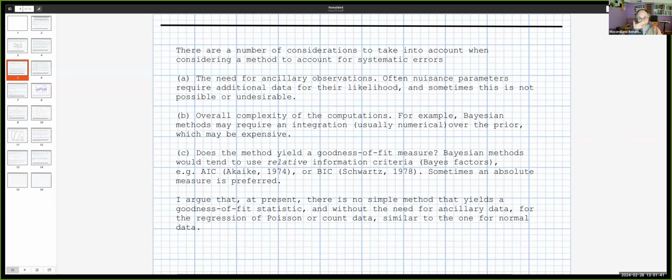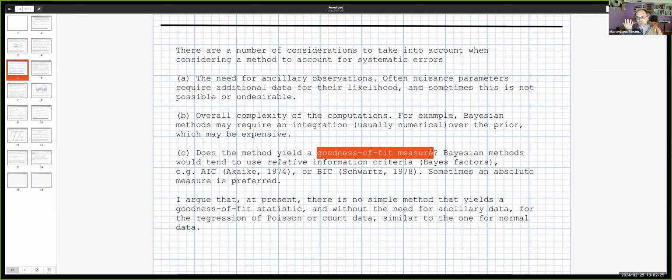And also sometimes if you want to use Bayesian methods, you have to do a numerical integration over the prior distribution. And generally, I think that we want to keep a goodness of fit measure, of the type that Yang has been talking about. But if you use Bayesian methods, often you end up having a relative goodness of fit between two models, whereas often it's convenient to have just an absolute goodness of fit measure in the traditional statistical sense, like a p-value, right?